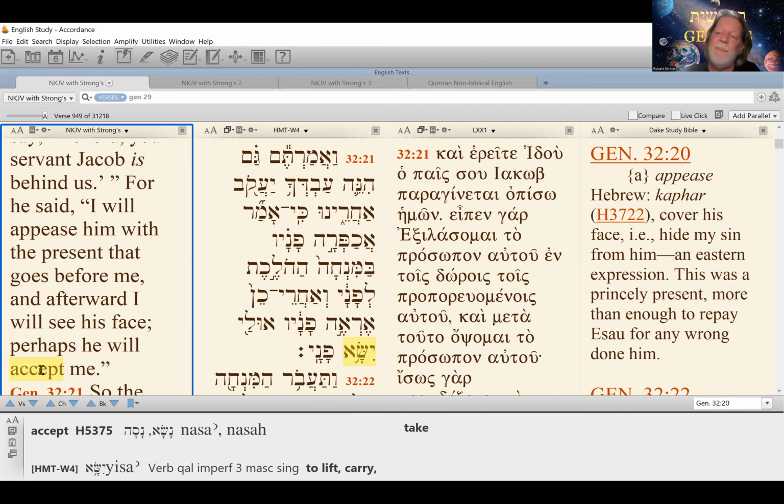When we receive the priestly blessing, the Lord bless you and keep you. The Lord make his face shine on you. The Lord lift up his countenance on you and give you peace. So when God lifts up his countenance on us, then it's a blessing to us. That's what Yaakov is hoping Esau will do. Esau will lift up his face upon Yaakov and give him peace, accept him.